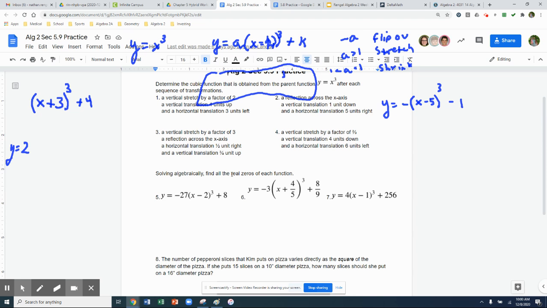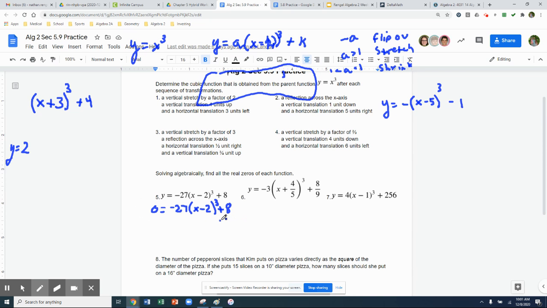So finding the zeros. So finding a zero of a function, first thing that we have to do is we have to set it equal to 0. So we're going to replace y with 0, and then we're going to solve it out algebraically. So really, I'm just going to use my basic algebra skills, just working backwards through the order of operations to start to solve this out.